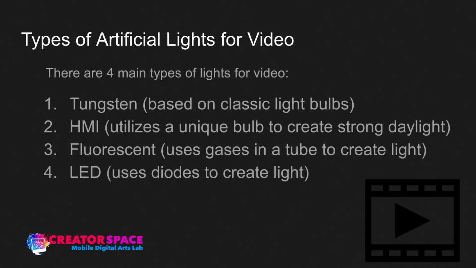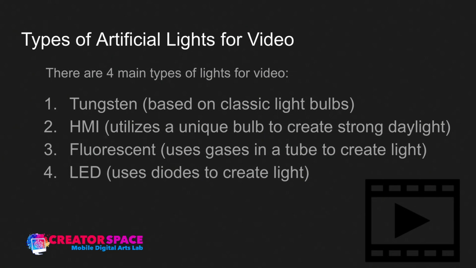So let's look at types of artificial lights for video. There are 4 main types of lights that we can use. Number 1, we have tungsten, which is based on a classic light bulb. Number 2 is HMI, which utilizes a unique bulb to create a strong amount of daylight. Those are really strong, punchy lights.